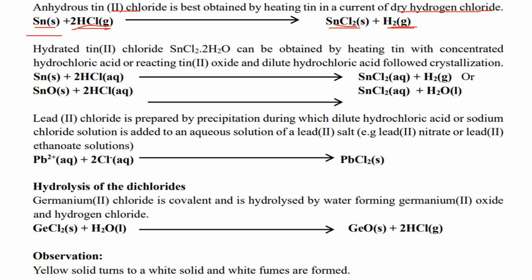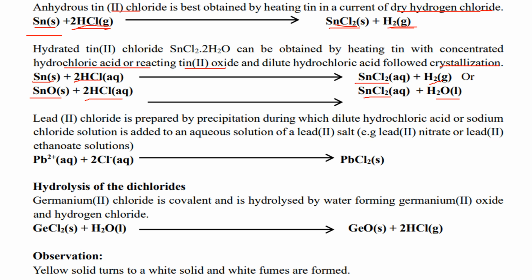And hydrated tin(II) chloride can be obtained by heating tin with hot concentrated hydrochloric acid, or simply reacting tin(II) oxide with dilute hydrochloric acid, followed by crystallization. So there are two equations. First, you take tin and react it with hot concentrated hydrochloric acid, and you form tin(II) chloride together with hydrogen gas. Or you can take the oxide and react it with dilute hydrochloric acid to get the chloride and water.